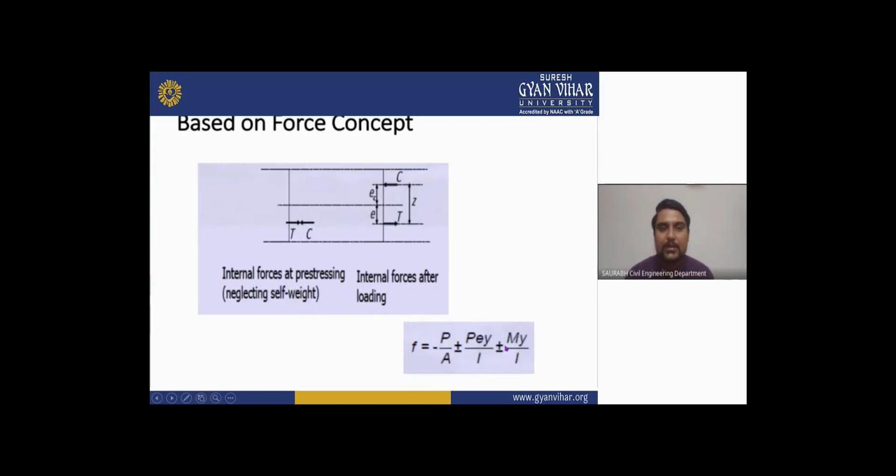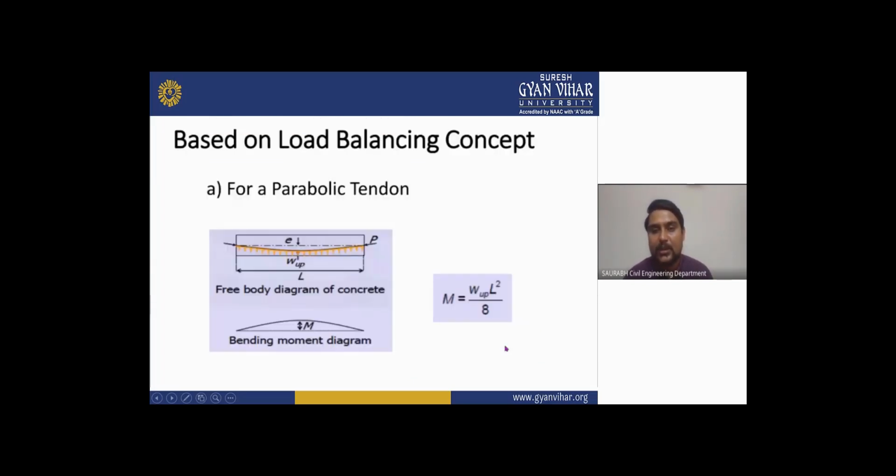Now we will see the force concept here. As you can see, internal forces are pre-stressing, neglecting self-weight. Internal force after the loading, which is showing there, F will be equal to minus P upon A plus minus P e y upon I plus minus M y upon I.